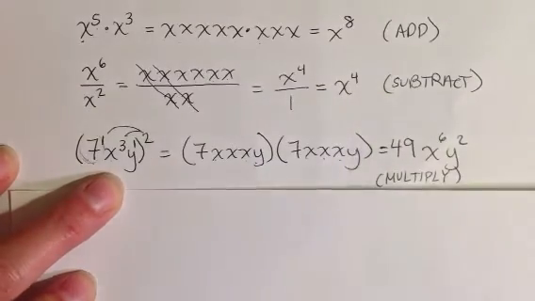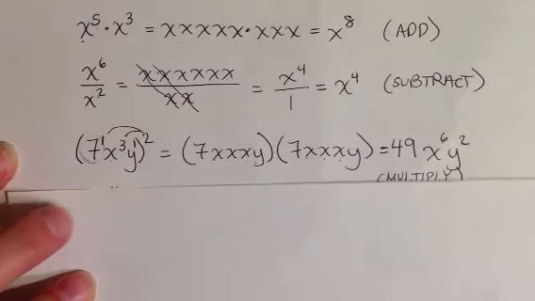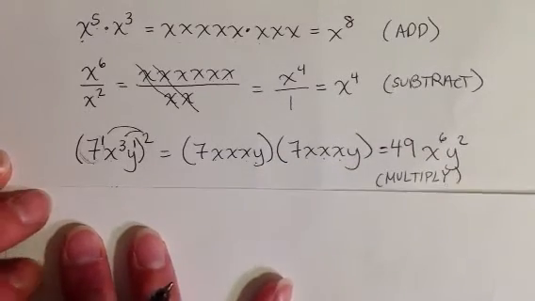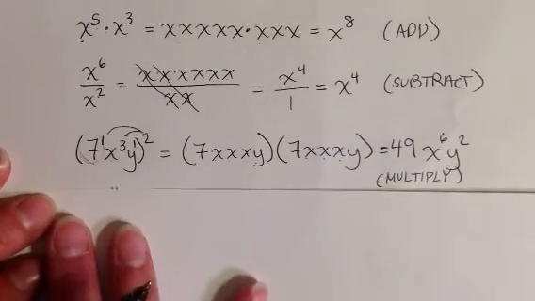So really what I want you to think about when you see parentheses is think about distributive property. We know that's multiplication. We always multiply when we have parentheses and we're distributing something.